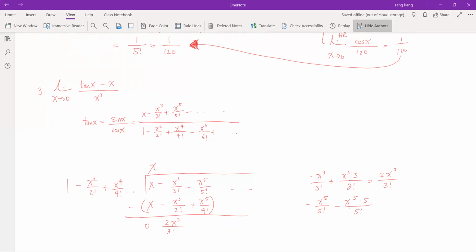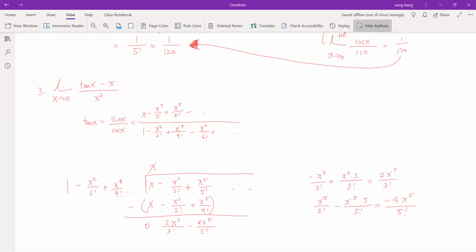So what am I left with? I think I'm missing a sign here. This should have been plus. So this should be plus. Okay, sorry, this should have been a plus here. So I should be subtracting this from a positive x to the 5th over 5 factorial. And this should leave me with negative 4 x to the 5th over 5 factorial, right? So you see negative 4 x to the 5th over 5 factorial.